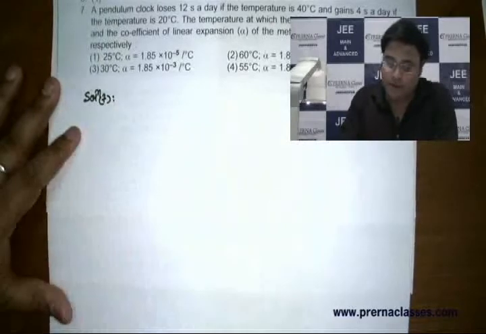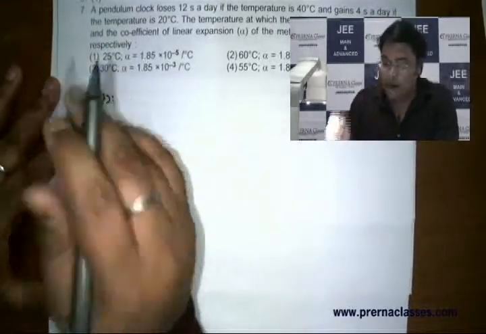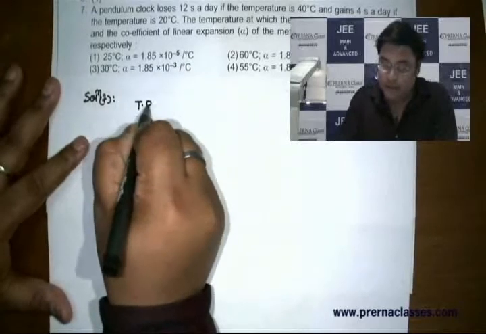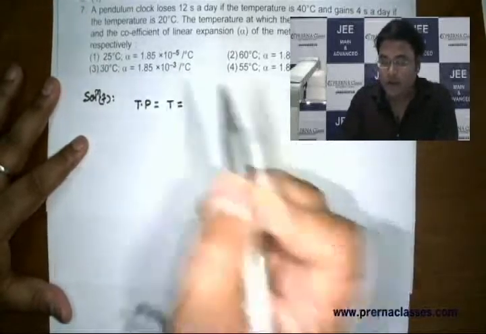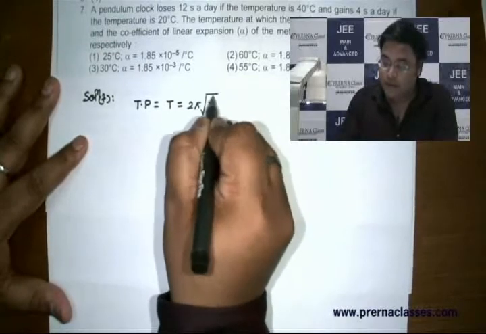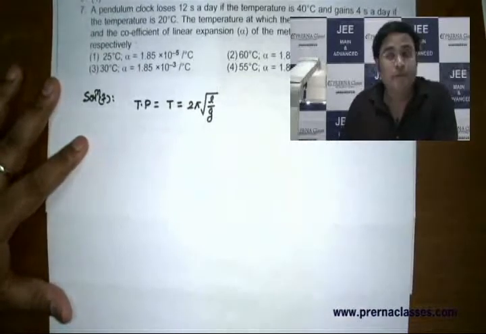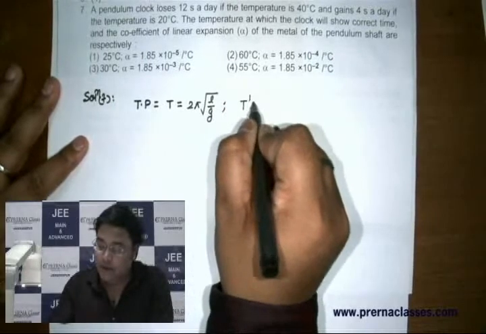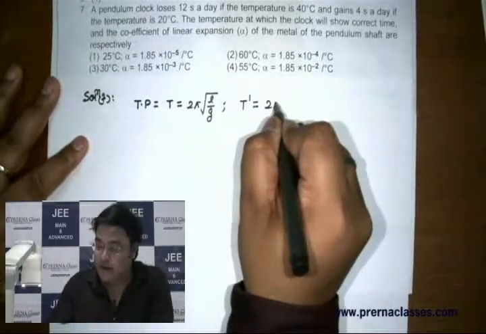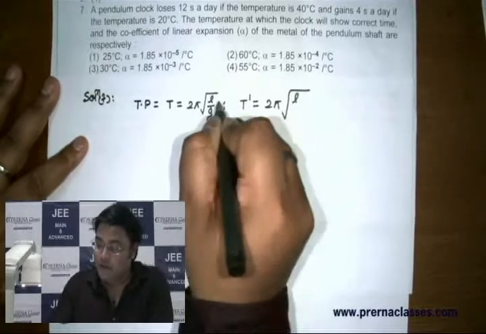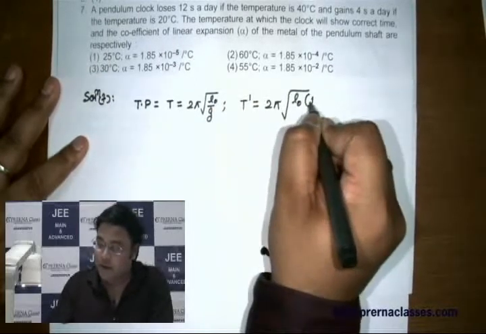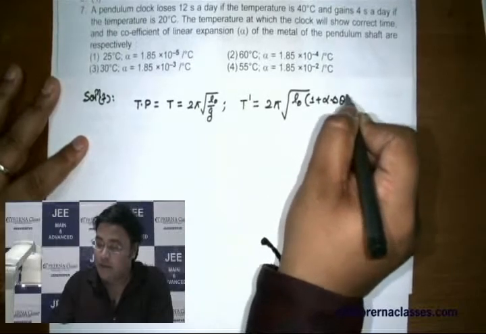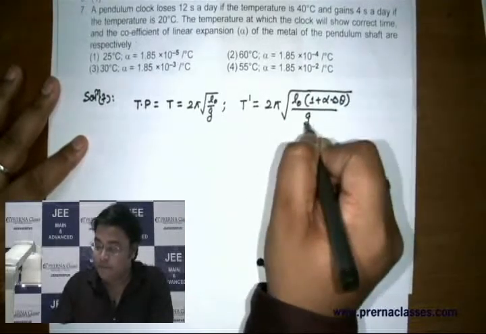Okay, in the next question, that means the 7th one. It is based on thermal expansion, and you know that for a simple pendulum the time period T is equal to 2 pi into the square root of L by g. Okay? If you increase the temperature, the length of the pendulum increases, so at a higher temperature, let us say T dash, you may write it as 2 pi into the square root of L naught into 1 plus alpha into delta T by g. Clear?